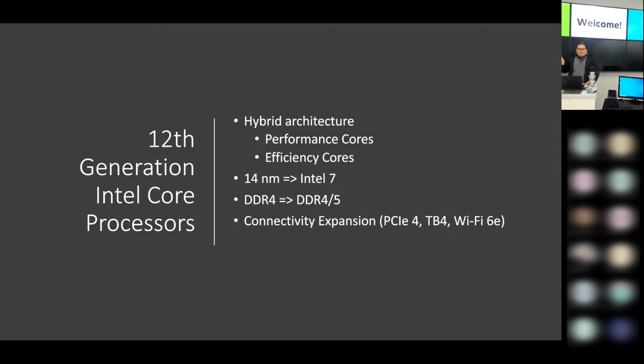Another huge difference is we're going from 14 nanometer to what Intel calls their Intel 7 fab technology. That means all the little transistors and features in the CPU are smaller. That also means typically it's more power efficient and they can pack more into a chip. And this is the first time we've seen that across a whole generation of processors, and is a pretty big change. We're also seeing support for DDR5, right?